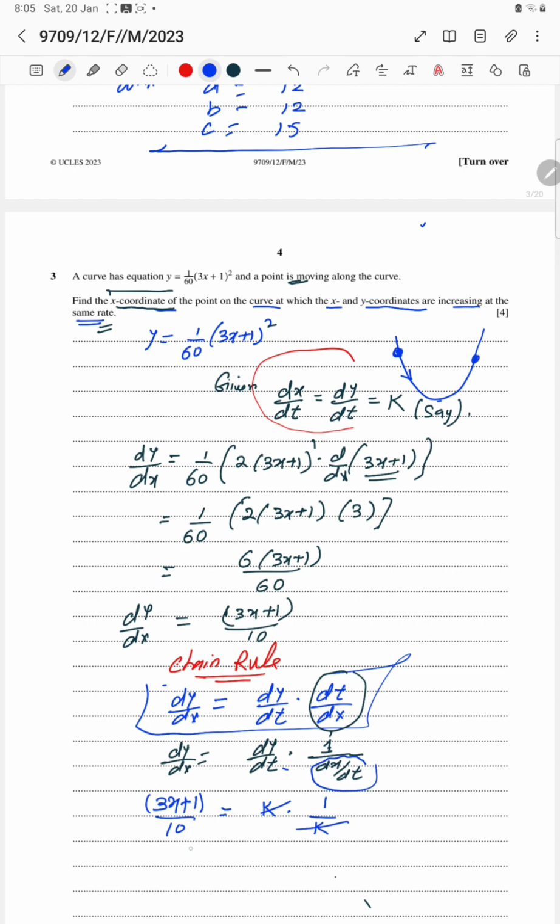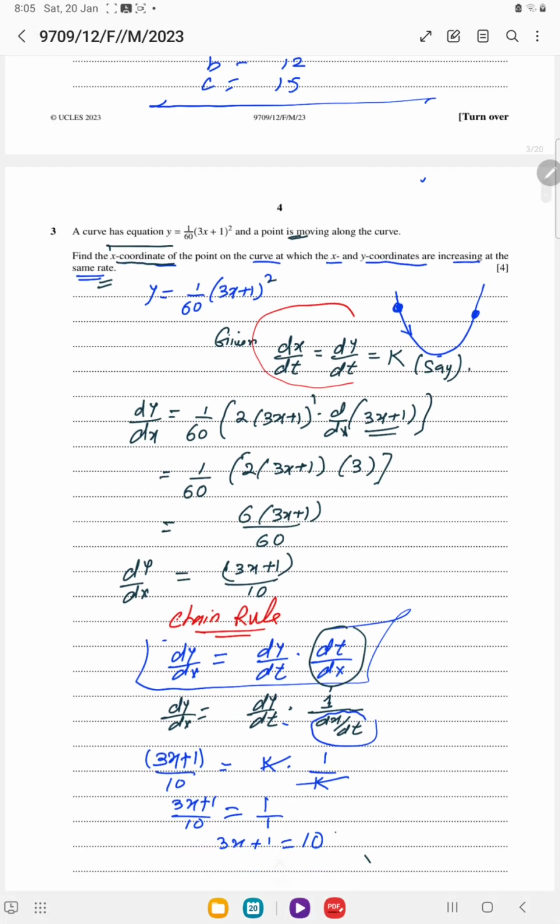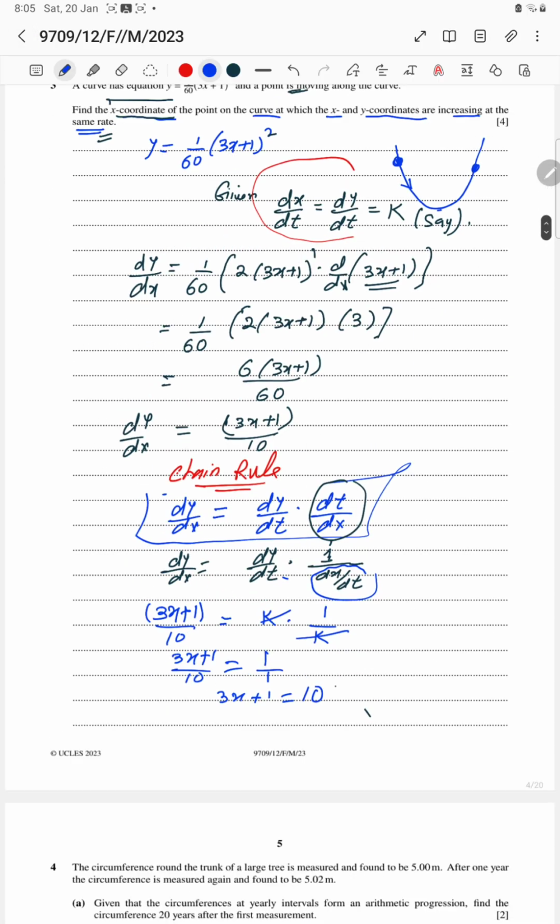So k cancelled, we get (3x plus 1) by 10 is equal to 1. Now simplify it, do the cross multiplication: 3x plus 1 equal to 10, and for further simplification, 3x is equal to 10 minus 1, that gives you 9. 3x is equal to 9, so x will be 3, which is the required x coordinate that has been asked for in this question. I hope you got it.